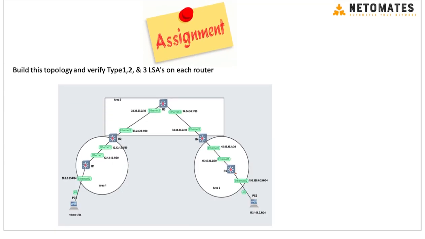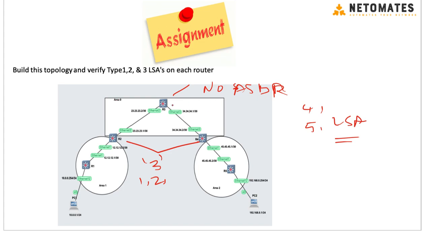Next, try to build this topology. In this topology you should be able to see type 3 LSAs as well, including 1 and 2. Okay, there is no ASBR in this topology, so you won't see any type 4 or 5 LSAs. We will do that in the next classes, adding an ASBR with BGP when we learn about BGP. For now, build these two labs and verify LSA types 1, 2 and 3.